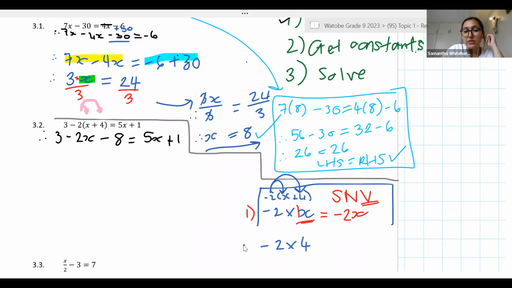From there, we now need to do the second multiplication. Again, we start with the signs. A negative times a positive is a negative. And then we go to the numbers. 2 times 4 gives me a -8. So that's where I'm getting that -8 from, by multiplying a -2 and a +4. Does that help some of you? Yeah, it does. Thank you. Okay, good.